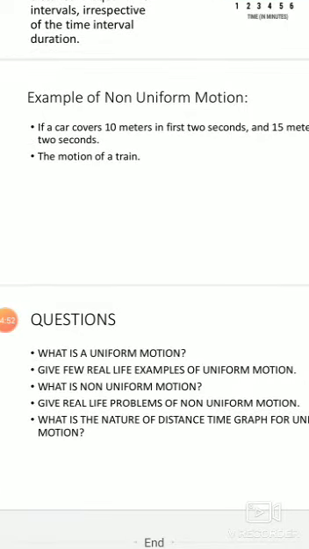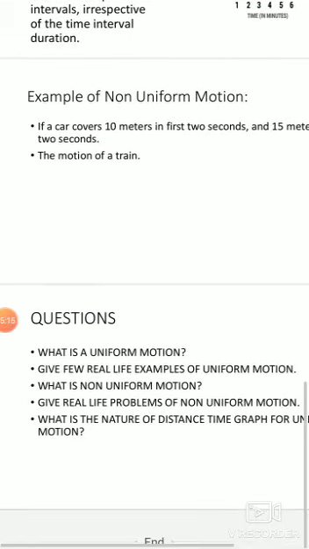Questions related to uniform and non-uniform motion. What is uniform motion? Give a few real life examples of uniform motion. What is non-uniform motion? Give real life examples of non-uniform motion. What is the nature of the distance time graph for uniform motion? You write in your copy and do these questions in your copy.